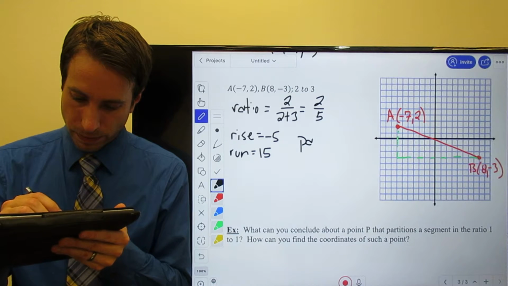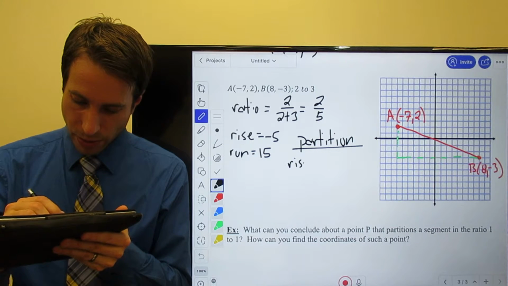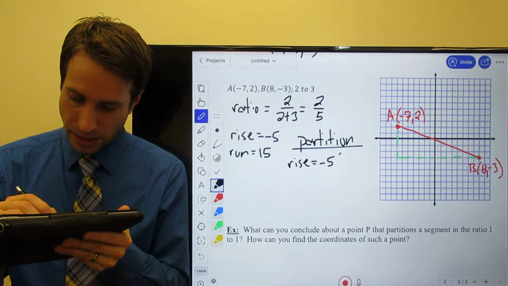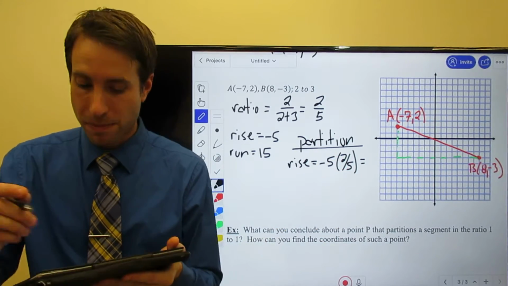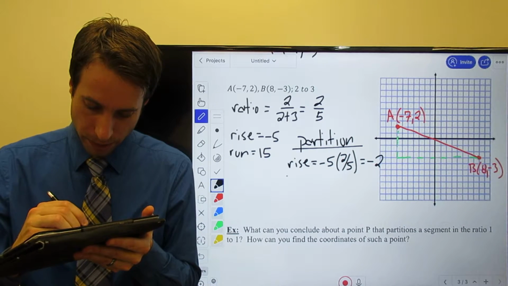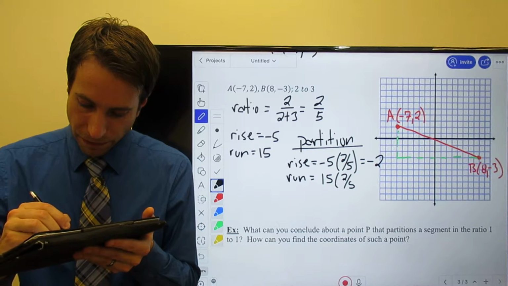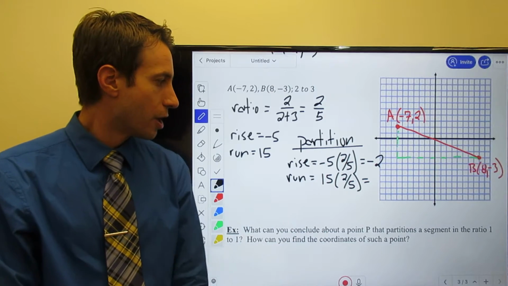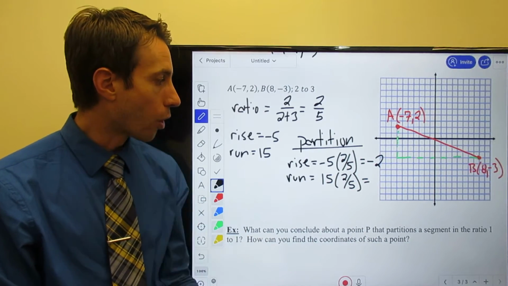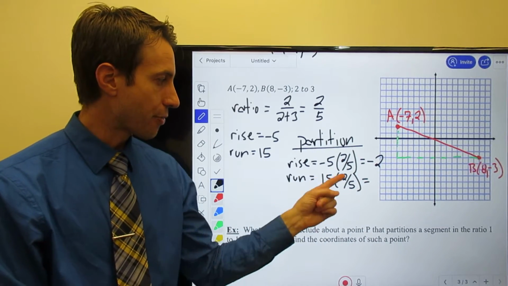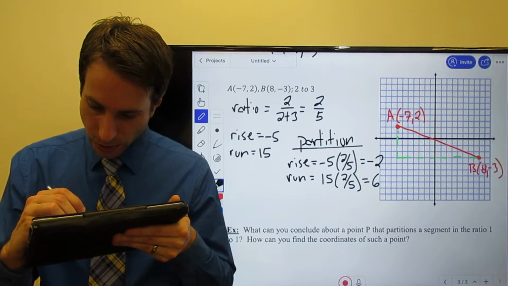My partition. Let's see here. We're going to multiply the rise, which is minus 5, times 2/5. The 5s will cancel, minus 2. What about the run? 15 times 2/5. Slightly trickier here, but still not terrible. You'll simply take 15 times 2, which is 30, and 30 divided by 5. Or you could do 15 divided by 5, which is 3, and 3 times 2. Either way, you get 6. Down 2, over 6.